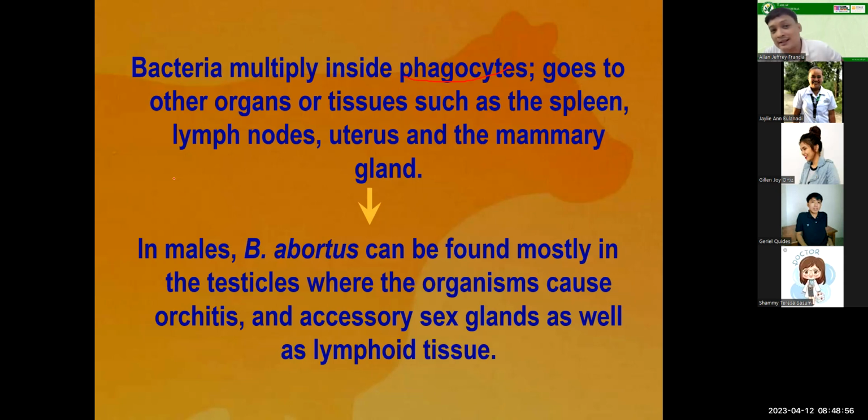Hindi naman nagbubuntis ang lalaki. So inflammation lang ng testicle lang ha, pero once na na-breed niya ay susceptible female, pwede niyang matransfer yung organism doon sa kanyang testicle. Okay, so not just only the testicle, but we have also the accessory sex gland, like we have the prostate gland, we have the seminal vesicle, okay, and we have the ampulla.